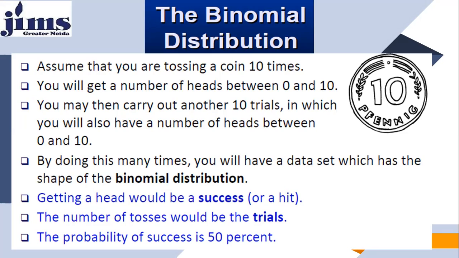So getting a head would be success or it may be hit. The number of tosses would be the trials, and the probability of success is of course 50%. Each time you toss a coin, you have a 50% chance to get head. So these are very important points regarding binomial distribution.